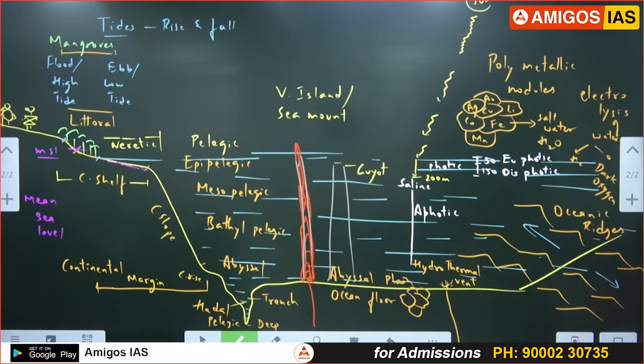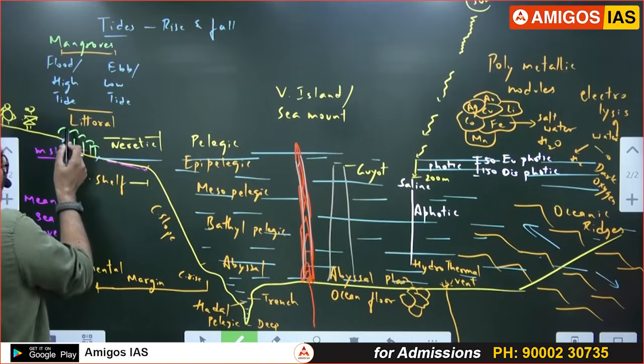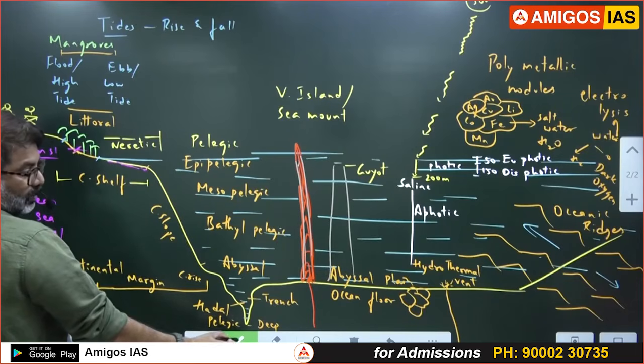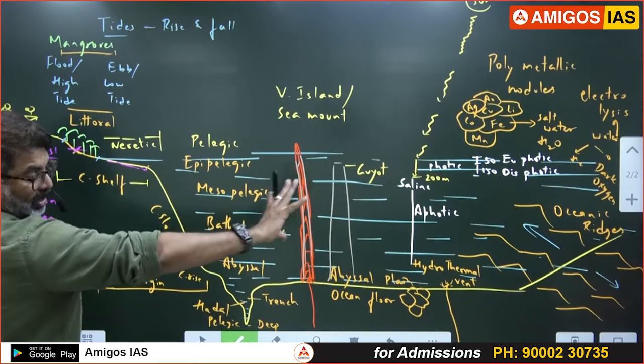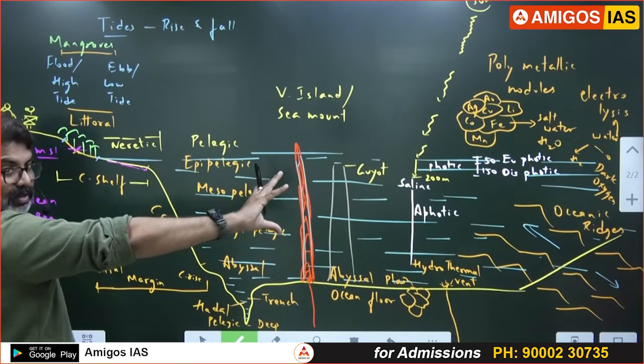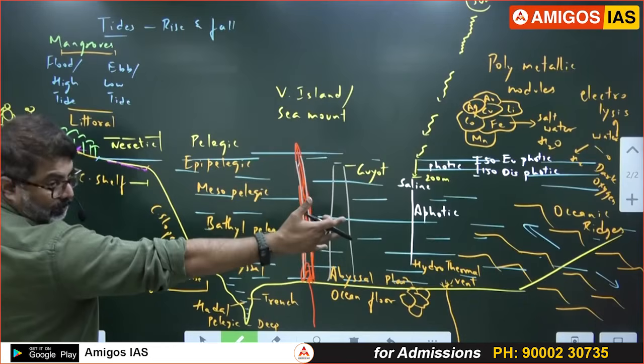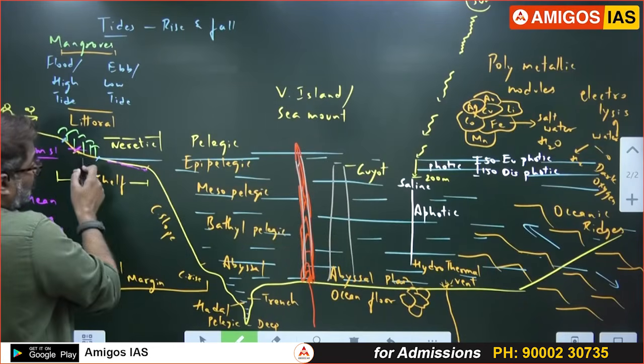So epipelagic, mesopelagic, bathyal, abyssal, hadal pelagic. Complete the diagram now. This is called the stratification of the ocean. What is strata? Layers. Different layers of the ocean we are discussing. First see, littoral, neritic, pelagic. In this, we have covered so many. Underwater landforms also we have covered. What all landforms do we have underwater? Trench, guyot, seamount, oceanic ridges also. This also we have covered.